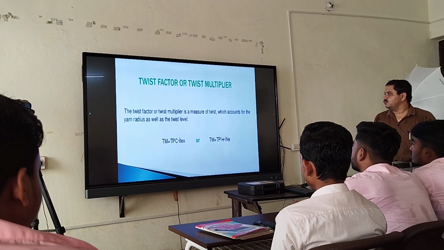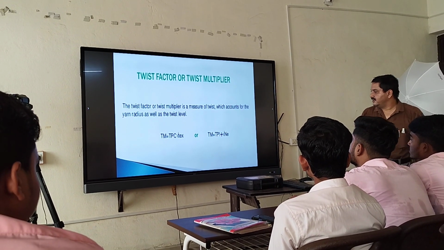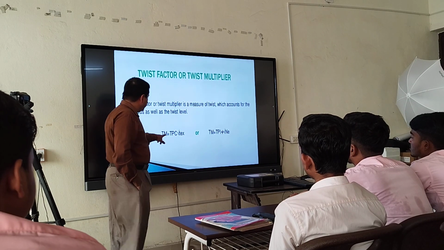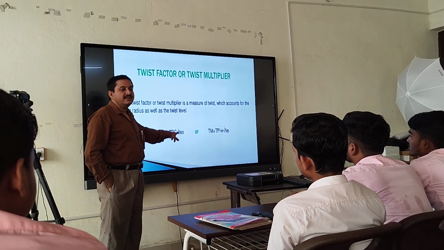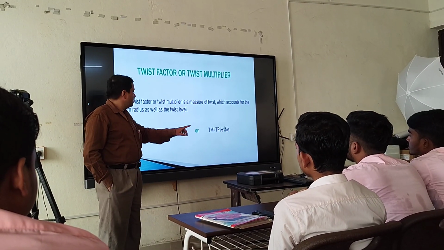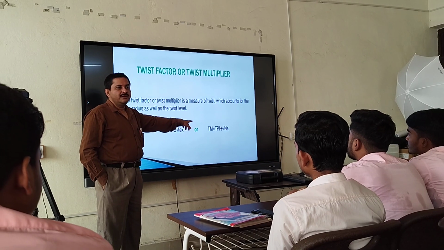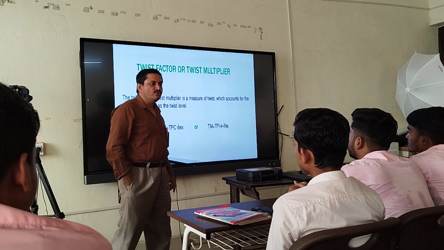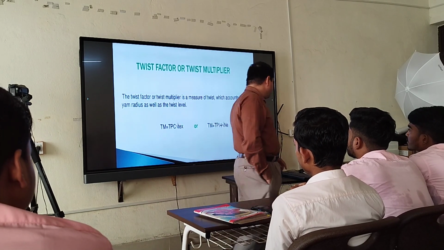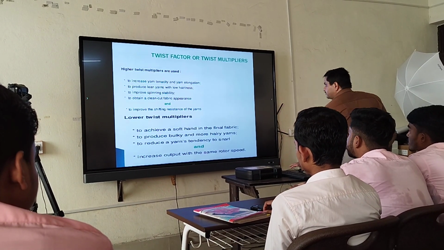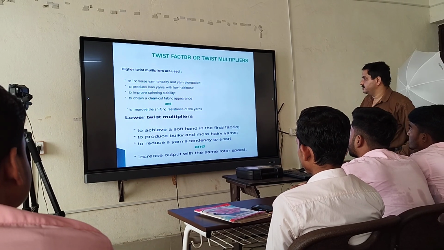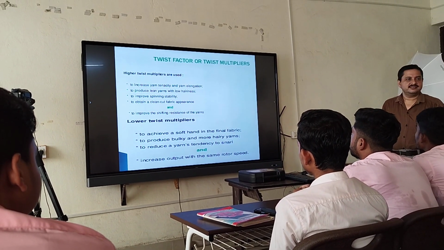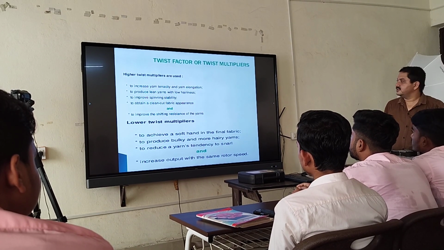Then twist factor or twist multiplier. Here you see, in case of direct system, Tm equals TPC into root x, or in indirect system, twist multiplier Tm equals TPI by root count. Root count is new in this system. Twist factor or twist multiplier: its importance, number 1.